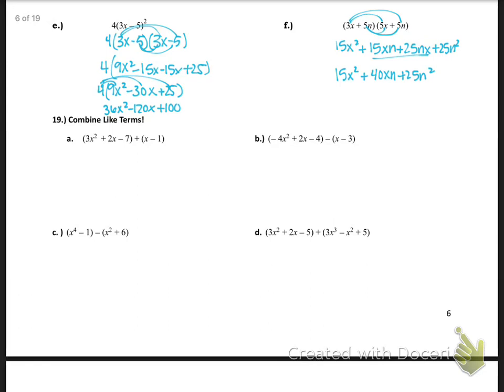All right, combine like terms. If I got a plus sign, it doesn't do anything. If I distribute a positive 1, it does not change it at all. So pretend these don't exist, and we're just going to combine like terms. So my x squared guy doesn't have a buddy. Remember, exponents are not going to change. 2x plus x is 3x. Negative 7 plus negative 1 is negative 8.